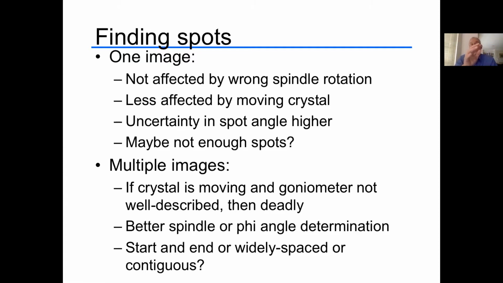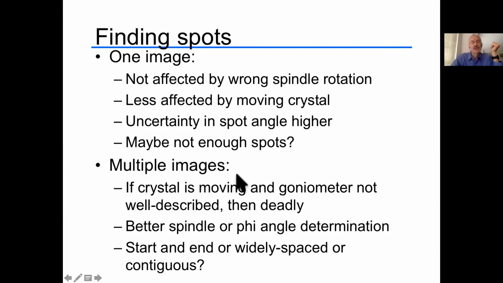it might be moving because you put a pin or base at liquid nitrogen temperature on a magnet that is at room temperature. And now as the heat transfer happens, the thermal expansion coefficient of the pin and mount causes the crystal to slightly move. So one image may be better. You'll have uncertainty at higher spot angle from one image, and maybe you don't have enough spots.